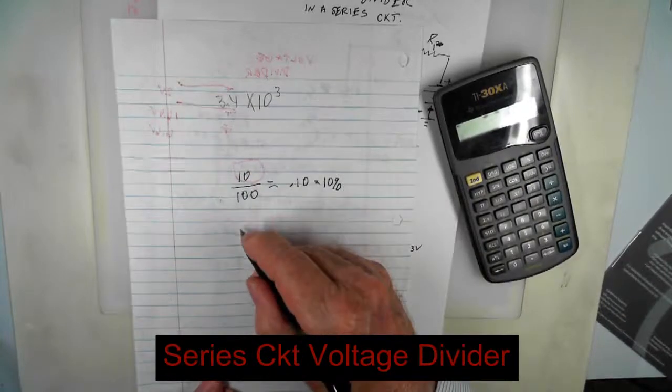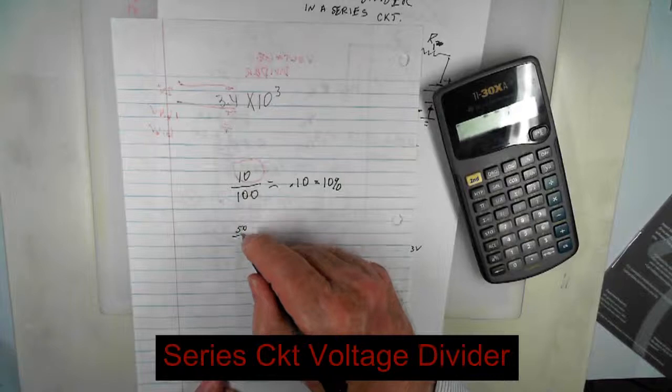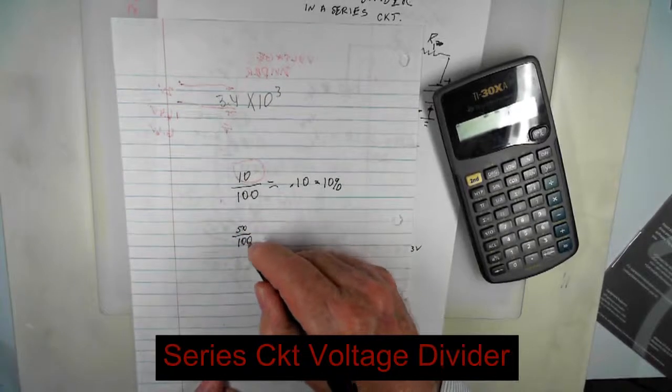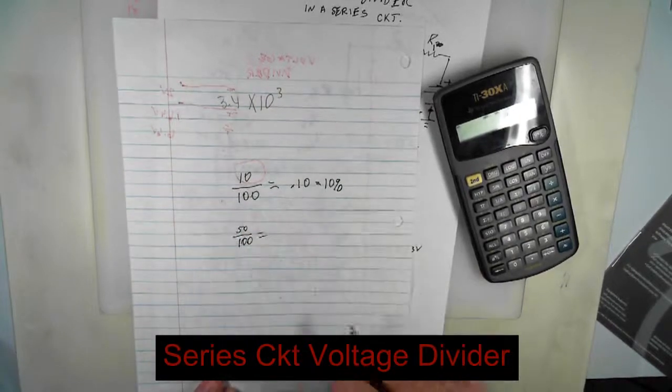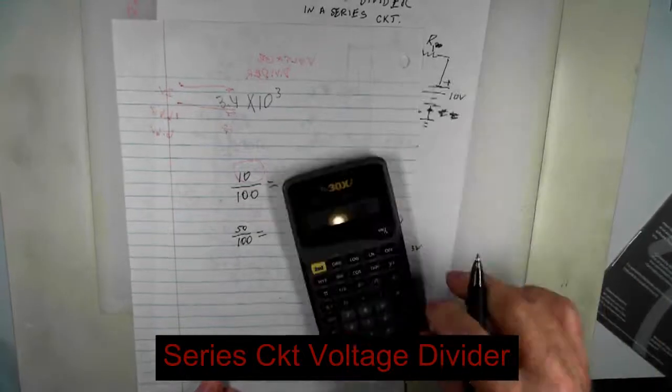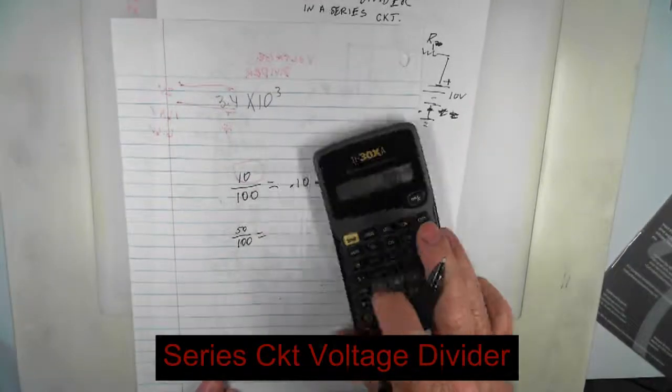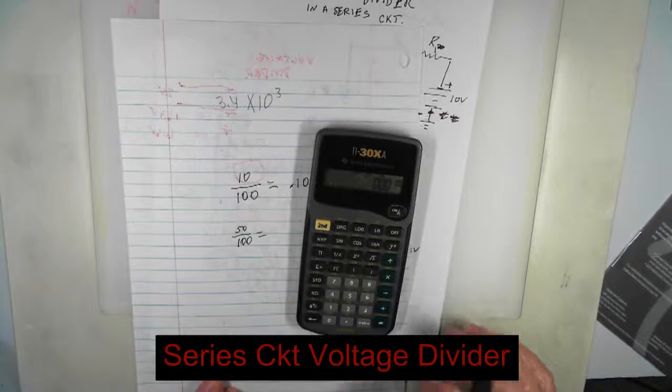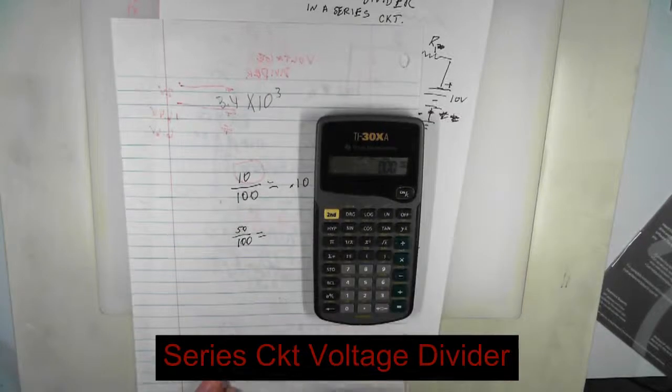Same thing we could have done here. 50 cents over $1 equals how much? Let's use the calculator. I know it's a simple calculation. I know you can do it in your head, but I want you used to using the calculator.